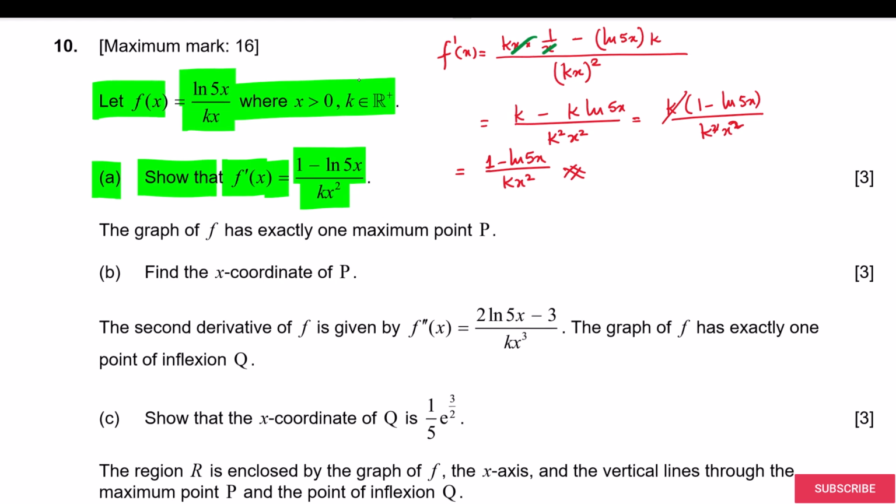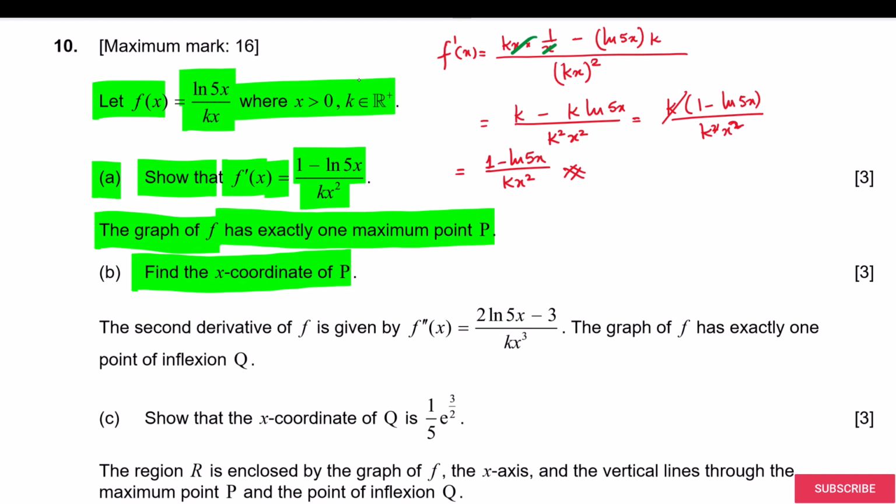For the B part, the graph of f has exactly one maximum point. Find the x coordinate of P. So they have given the information as one maximum point, but we know that whether it is a maximum or minimum or stationary point, turning point, we can simply start by taking f prime x as 0. At P, f prime x has to be 0.